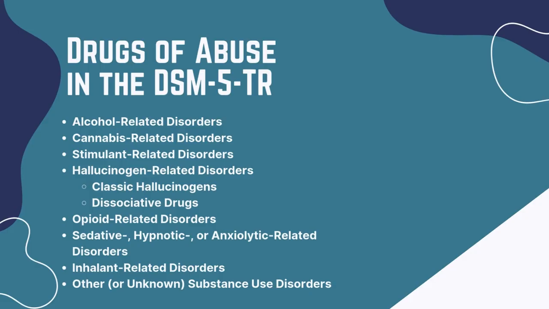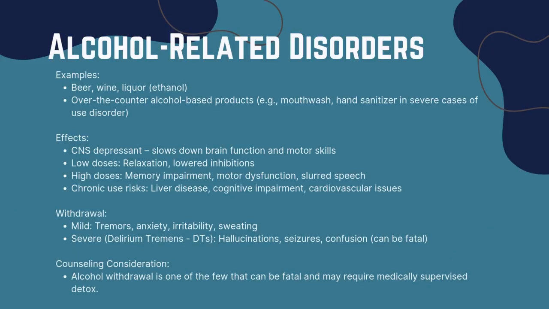So the DSM-5-TR classifies substance use disorders by substance category, recognizing that different types of drugs impact the brain and body in unique ways. While all substances listed have the potential for addiction, the severity, withdrawal symptoms, and long-term effects vary across substance classes. So we're just going to break each one down individually. Starting with alcohol-related disorders, alcohol is one of the most widely used and socially accepted substances, yet it is also one of the most dangerous when misused.